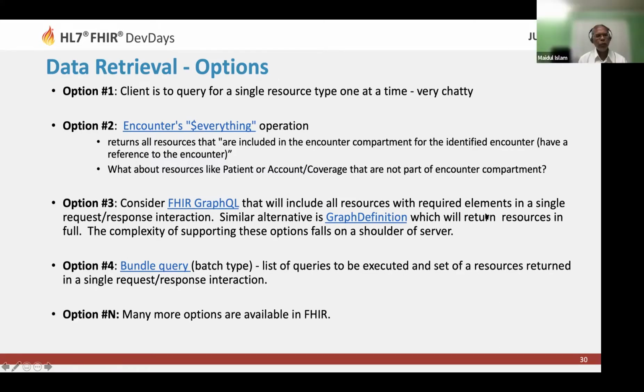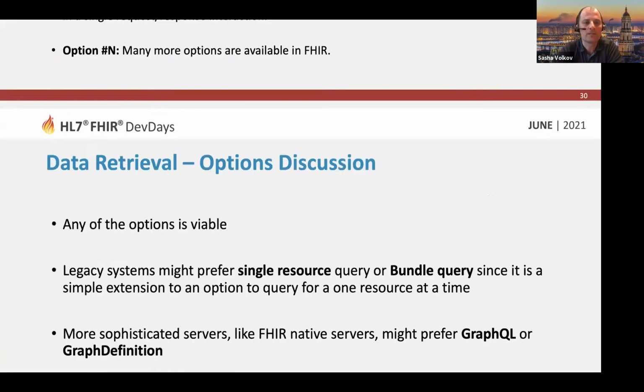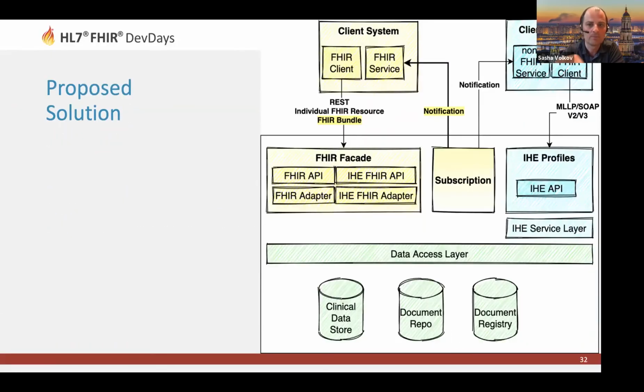Yeah, we might need to look further, there could be many more options available in FHIR, right? So we just looked at a couple of options, and options 3 and 4 are more prominent within the system itself. However, for our case, as you're mentioning, bundle query option 4 fits more. All right, so what do we get, Maidul?